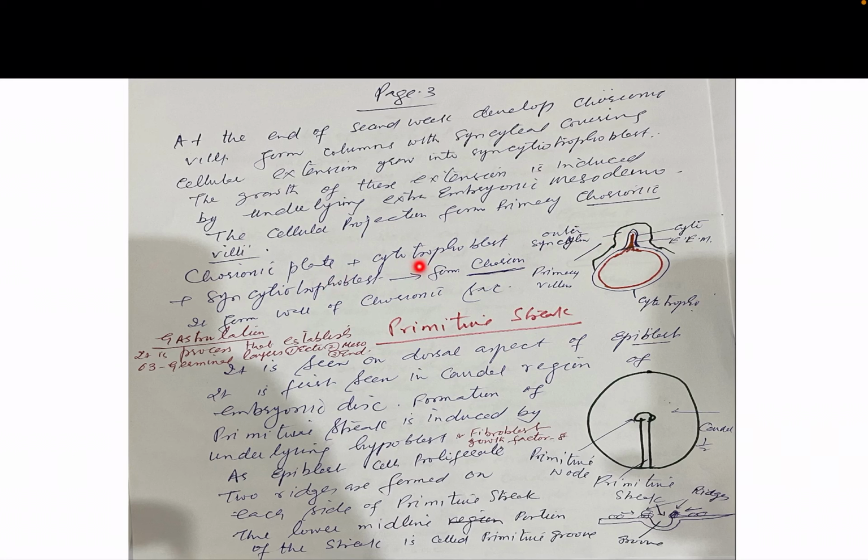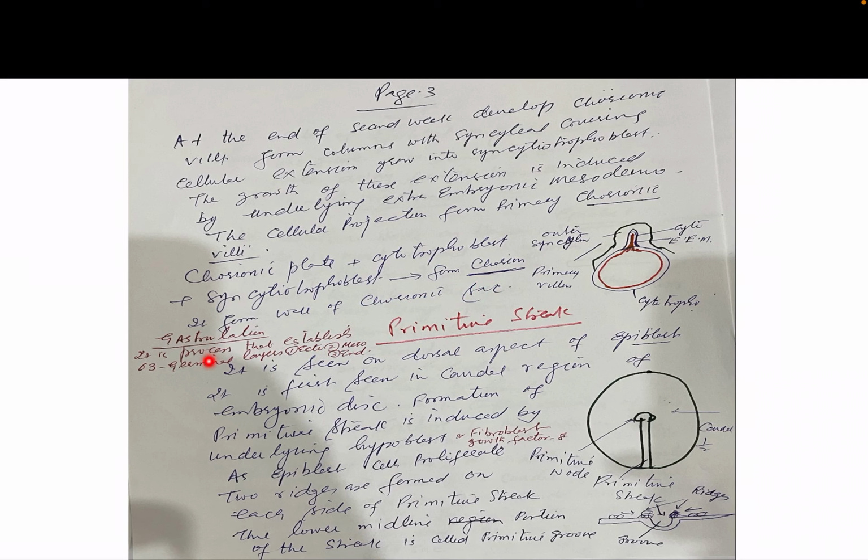Chorionic plate. What is the chorionic plate? The extraembryonic mesoderm, cytotrophoblast and syncytiotrophoblast together are given the name chorion or chorionic plate. That is, extraembryonic mesoderm, cytotrophoblast, syncytio, together are named chorion. It forms the wall of the chorionic sac.